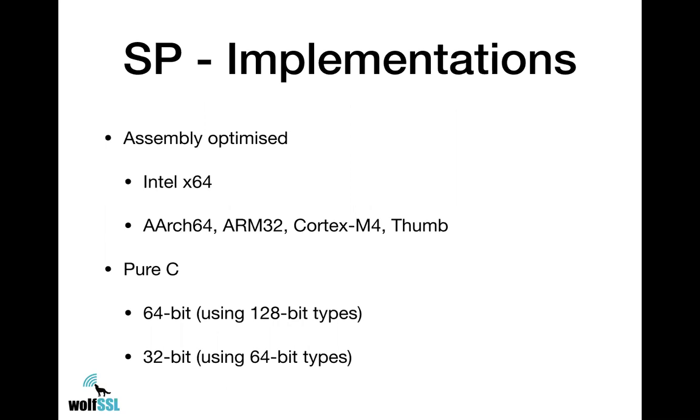So what kind of implementations are there in SP? We've got assembly optimized for x86-64. We've got ARM64, ARM32, Cortex-M4, Thumb. There's lots of ARM out there in terms of architectures, and we've tried hard to help those people by providing optimized implementations. For Intel x64, we've spent a lot of time optimizing so that it's as good as OpenSSL and better in some cases.